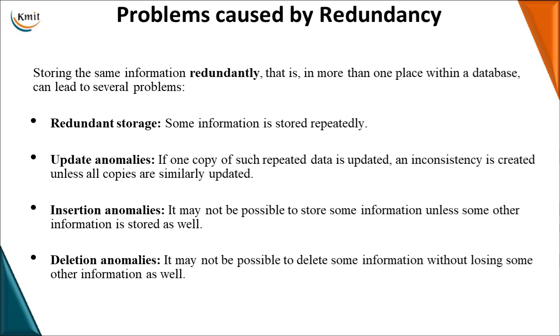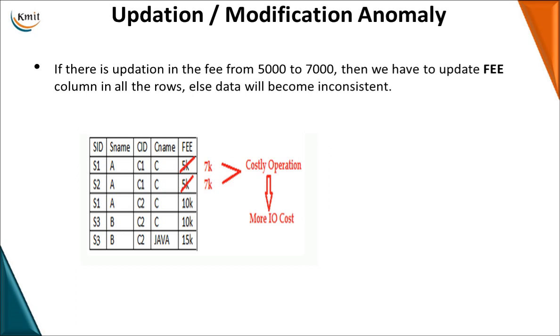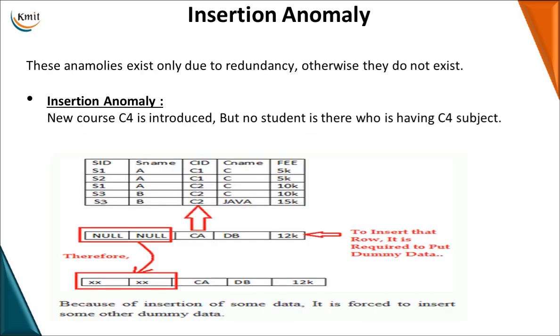Now, update anomalies lead to inconsistent data. This is called an update anomaly because for each and every row I need to make this change, otherwise it is going to lead to inconsistent data.